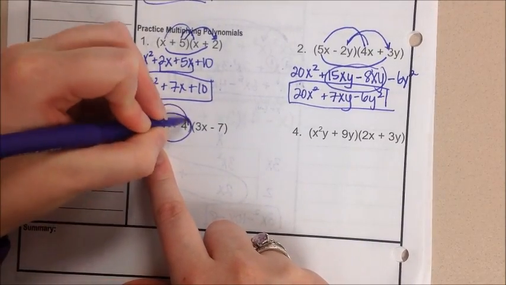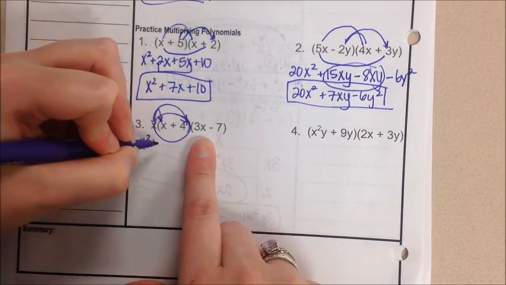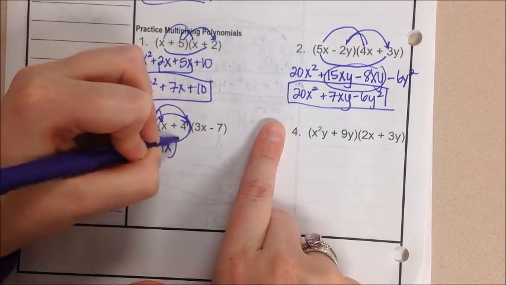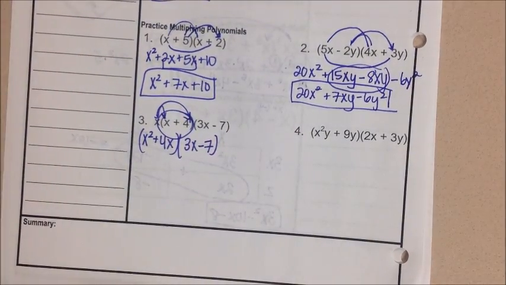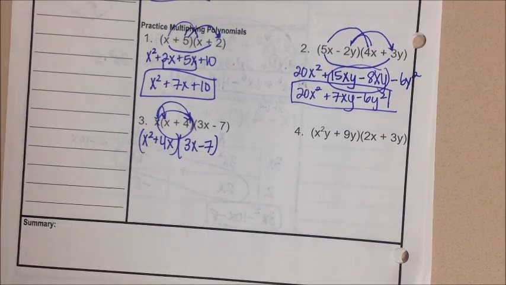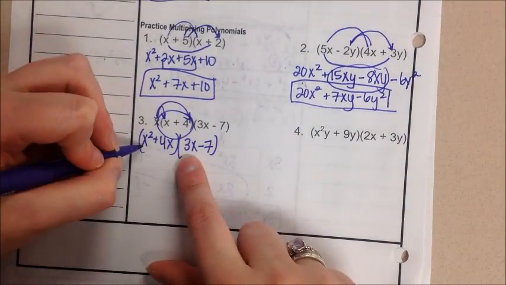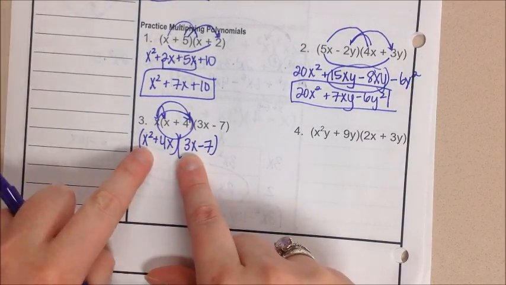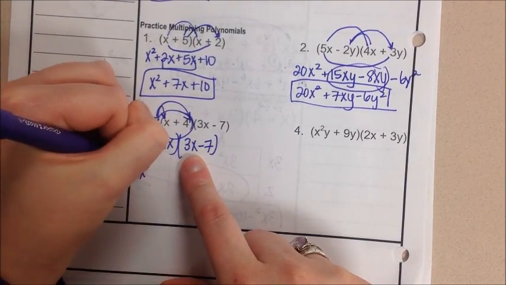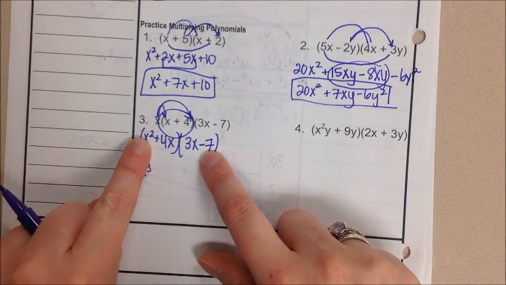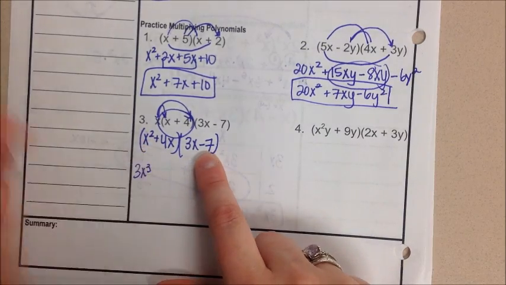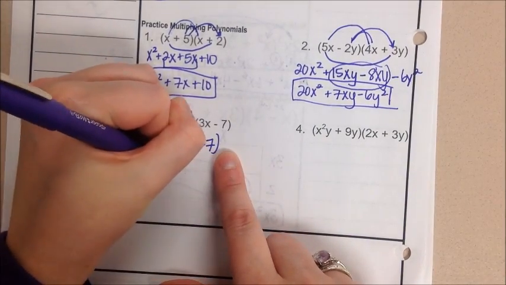Okay, number 3, I'm going to multiply this one first. So I just distribute that through. So I'd have x squared plus 4x, and then that would be times 3x minus 7. So that's technically still a binomial times binomial, so I'm still going to FOIL. I have my first, so x squared times 3x is 3x cubed. Okay. And then I have my outsides, so x squared times negative 7 would be negative 7x squared.